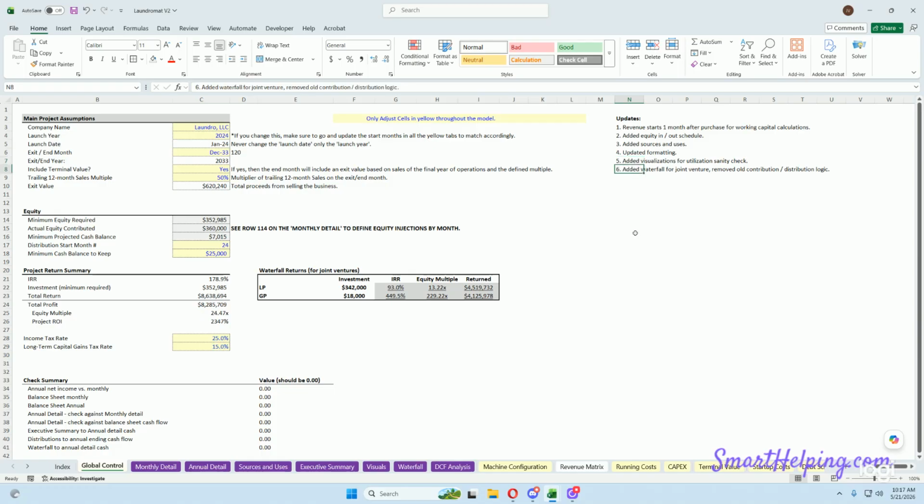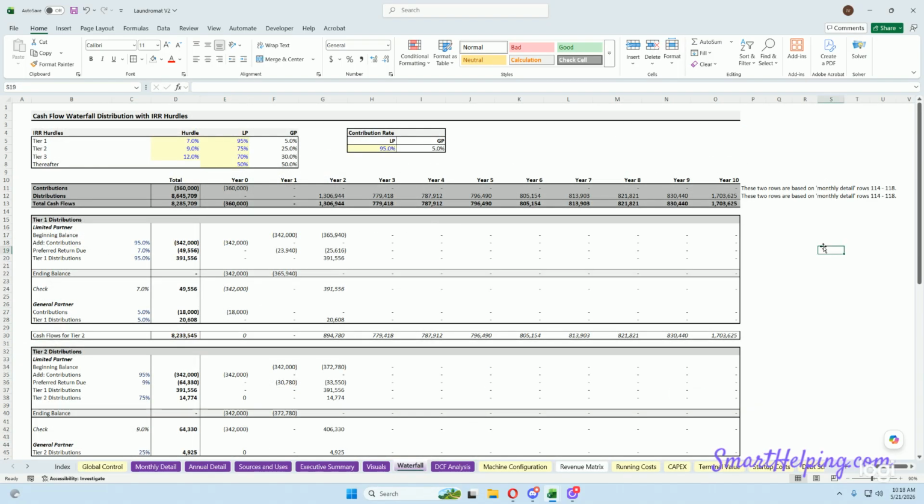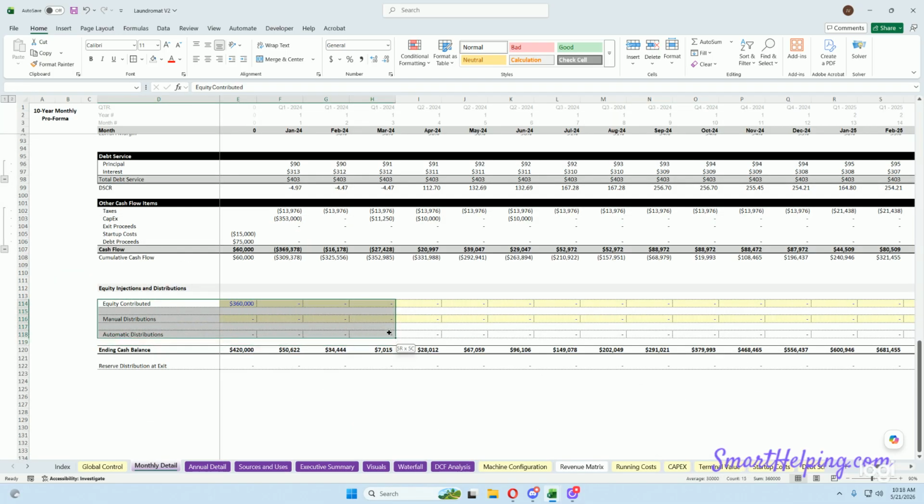Okay, and then waterfall. So here's a waterfall. I use this a lot for real estate, but it can be used for any kind of joint venture. If you've got an investor and an operator, and the investor is going to invest some money and the operator is going to run things, you can put in the contributions and distributions here, which is just based on this equity schedule here.